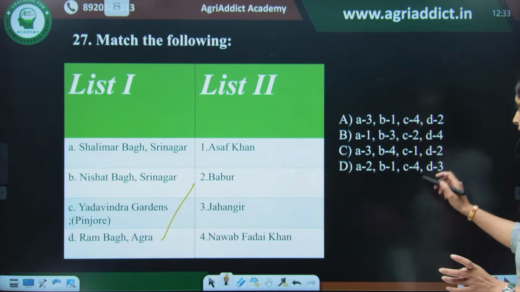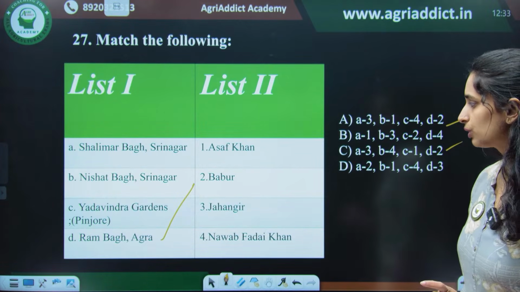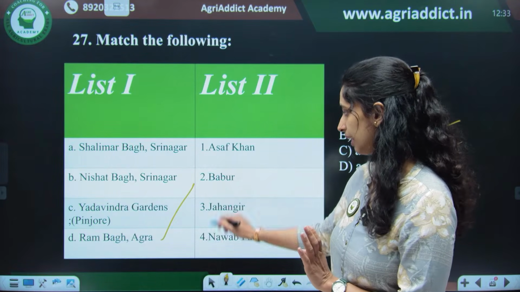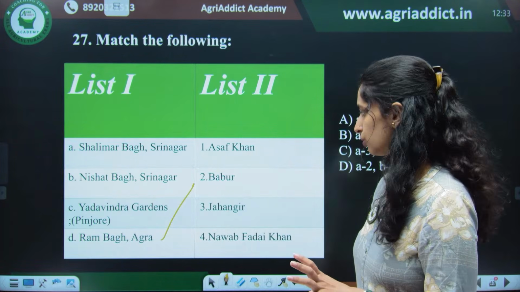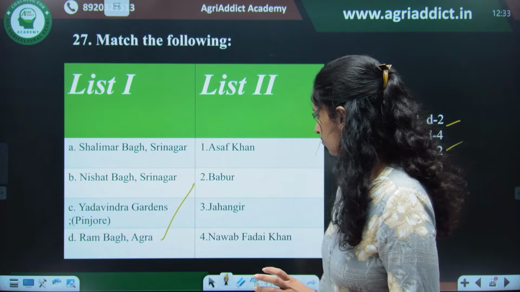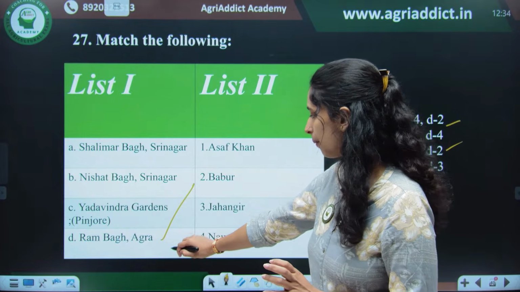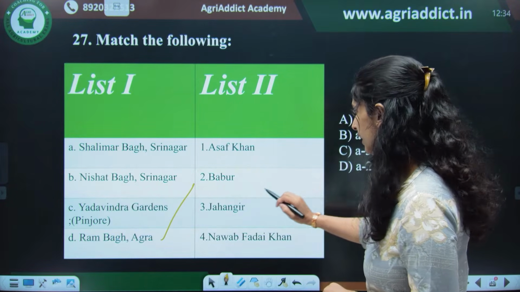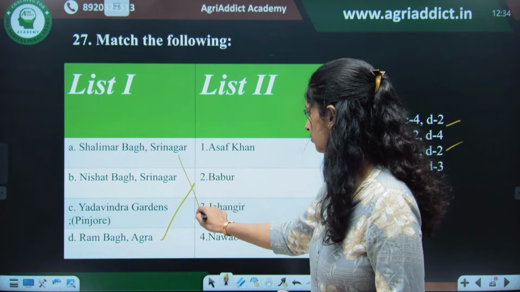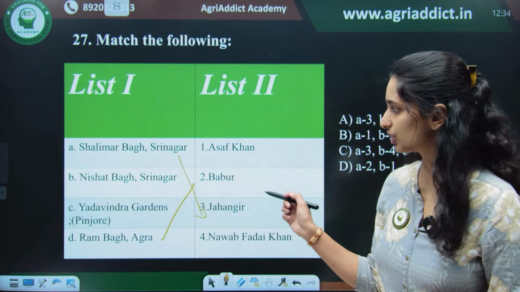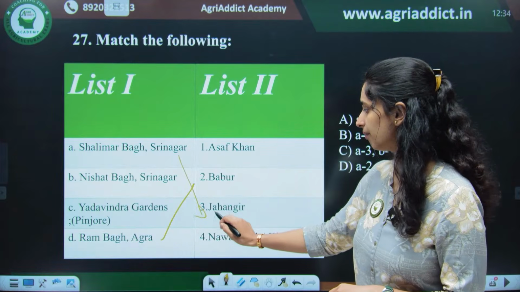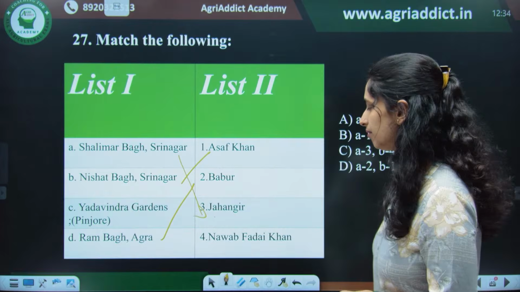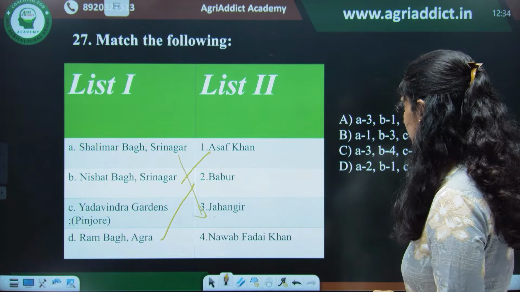D2 किसमें है? D2 इसमें है. So यदविंद्र गार्डन्स, पिंजोर. नाम से ही पता चलता है किसी हिंदू like king ने ये बनाया हुआ है. सॉरी, ये हो गया ना, आराम बाग आगरा बाबर ने किया है. ये शालीमार बाग का है जहांगीर. जहांगीर को शालीमार बाग, it is in श्रीनगर ना, which is built by the Jahangir. And निशांत बाग by the Asaf Khan. असफ खान. These both are the Mughal garden.